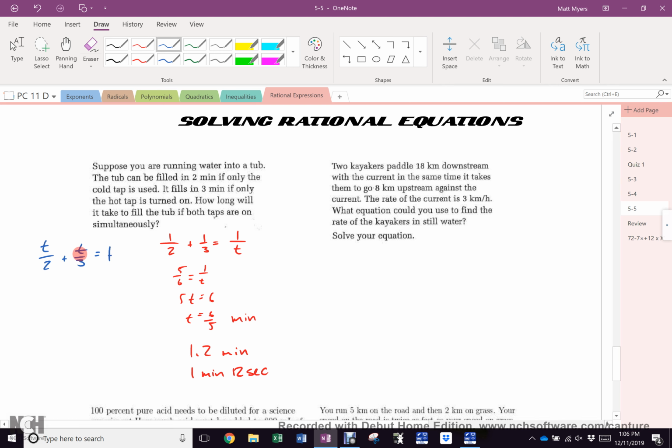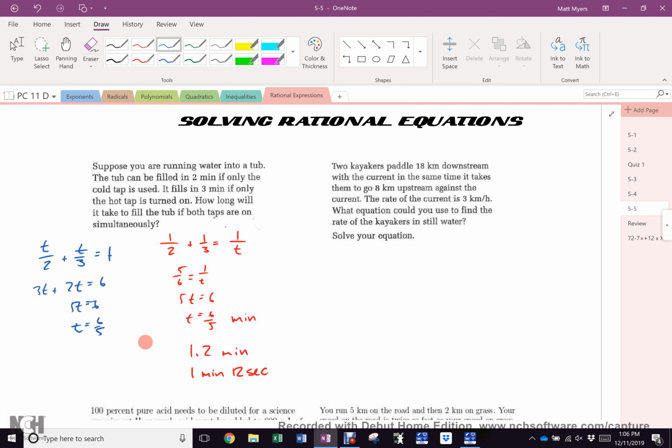If you were going to do it the blue way, then that is 3t plus 2t equals 6. 5t equals 6. T equals 6/5, and you get the same answer. Any questions? I hope not. Those are the pretty comfortable ones, yeah?